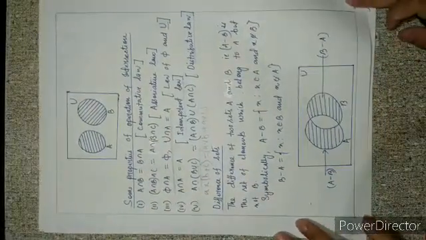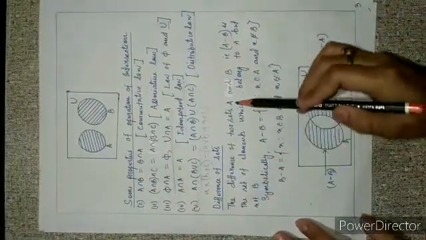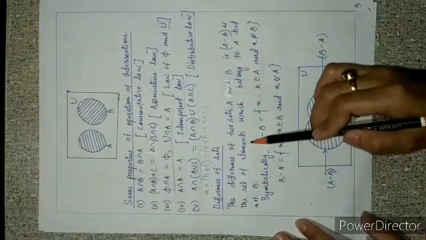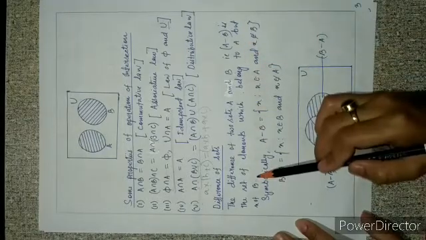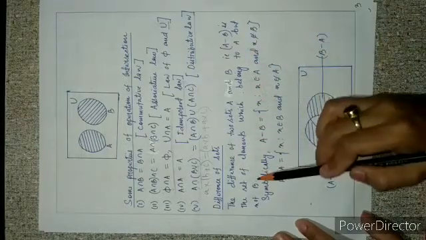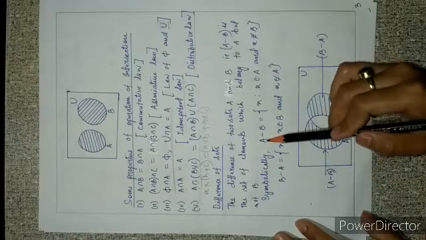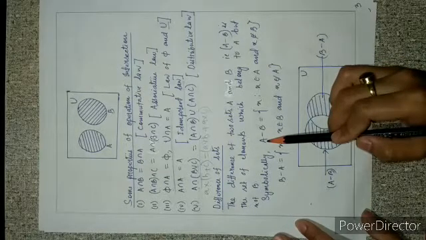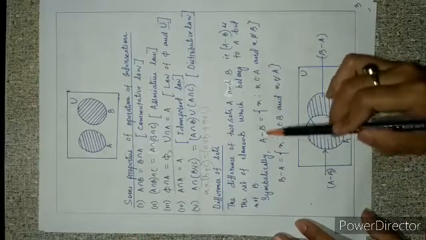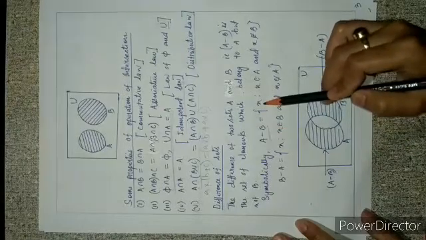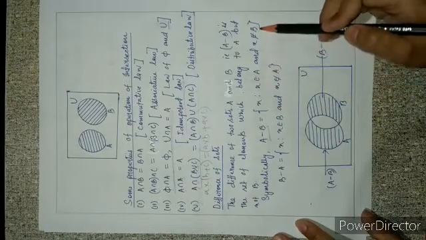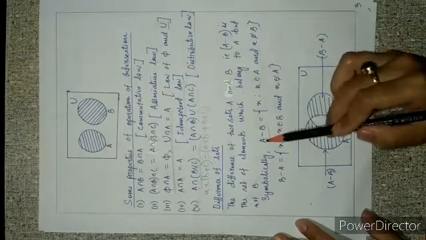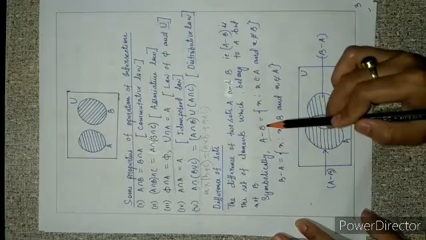The next topic is difference of sets. The difference of two sets A and B, that is A minus B, is the set of elements which belong to set A but not to B. Symbolically, the difference of sets A and B can be expressed as: x belongs to set A and x does not belong to set B. A minus B is the set of elements of set A which are not in set B.